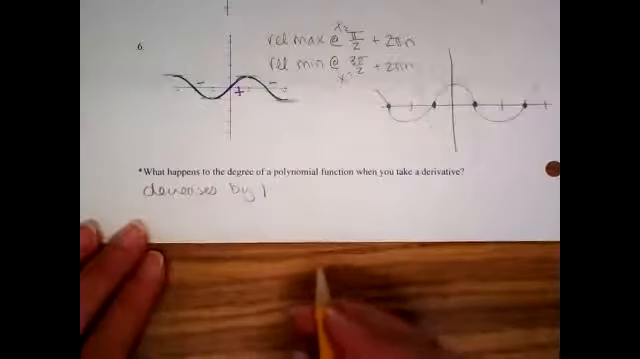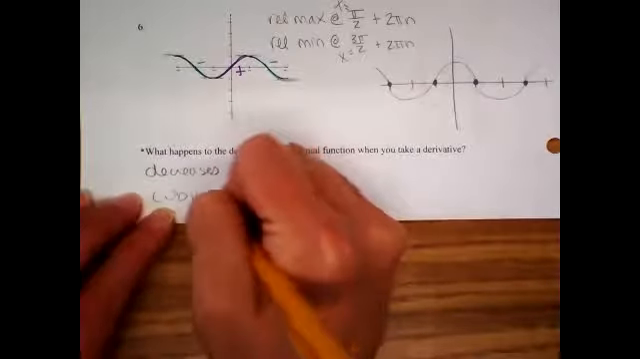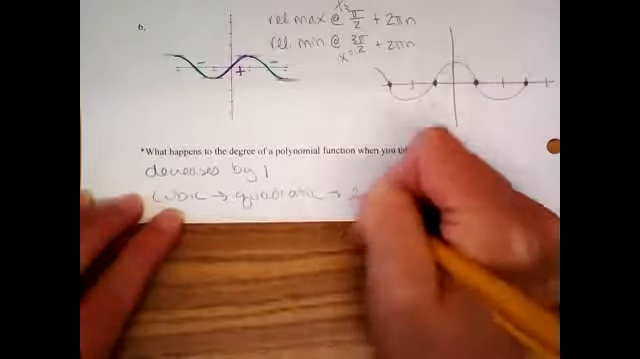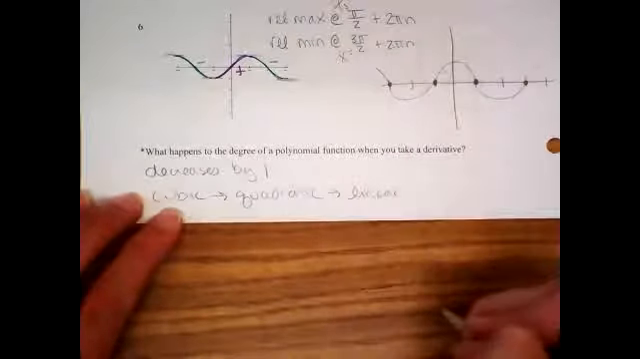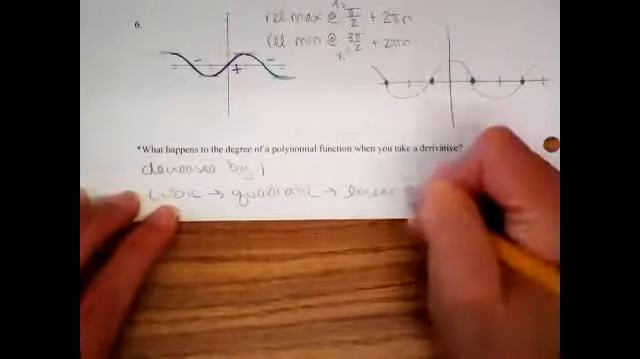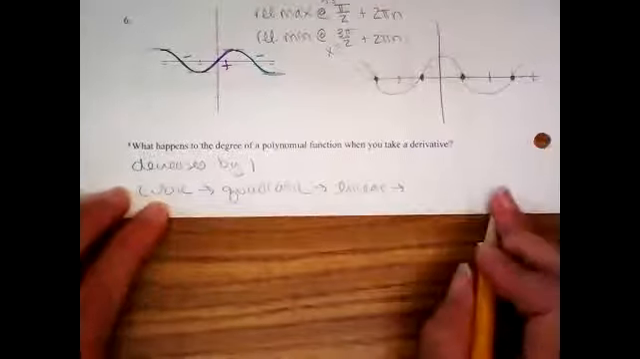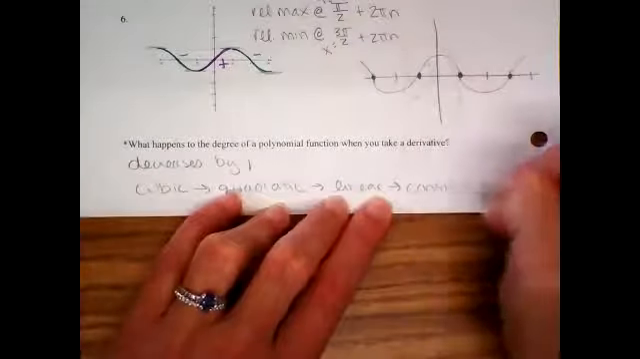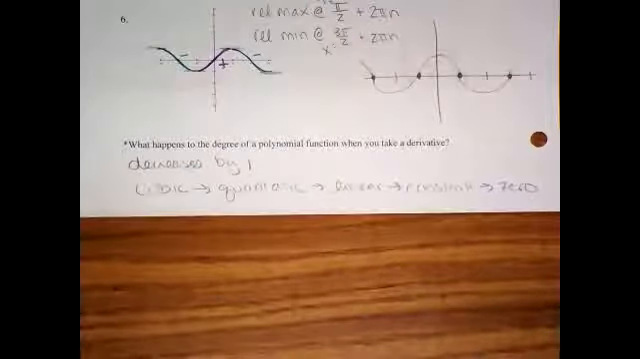Okay, decreases by 1. And I'm going to put the order on here. If you have a cubic function and you do the derivative, it's going to become quadratic. The derivative of a quadratic is linear. What would be the derivative of linear? Good, constant. And the derivative of a constant is just 0. And then the derivative of 0 would be 0.